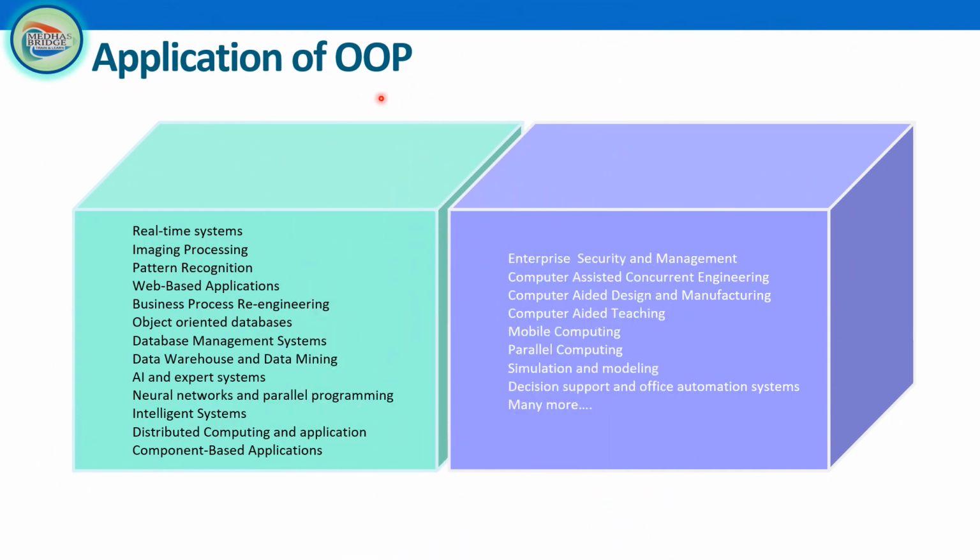OOPS can be used in a wide range of applications. For example, real-time system design, image processing, pattern recognition, web-based applications, business process engineering, object-oriented databases, database management systems, data warehouse, data mining, AI and expert systems, neural networks and parallel programming, intelligent systems, distributed computing applications, component-based applications, enterprise security and management, computer-assisted concurrent engineering, computer-aided design and manufacturing, computer-aided teaching, mobile computing, parallel computing, simulations and modeling, decision support and office automation systems, and many more.